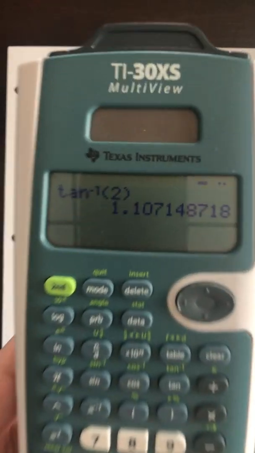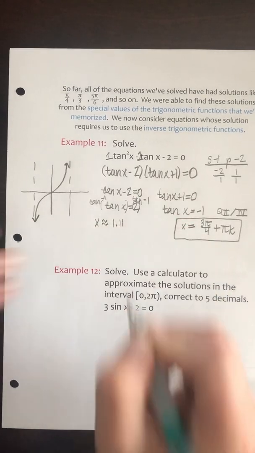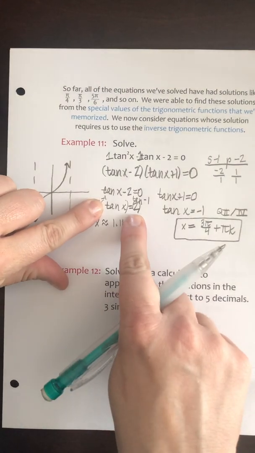So I'm going to do 1.11. All right, so I'm going to say x is approximately 1.11. All right, let's talk. We have tangent being 2.